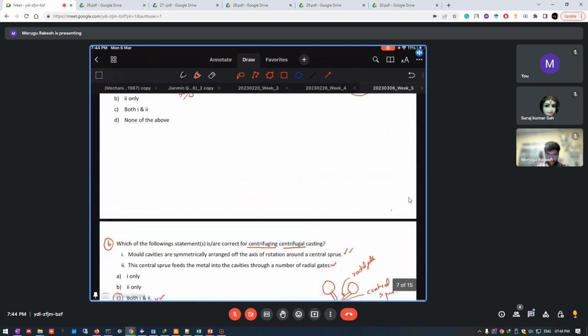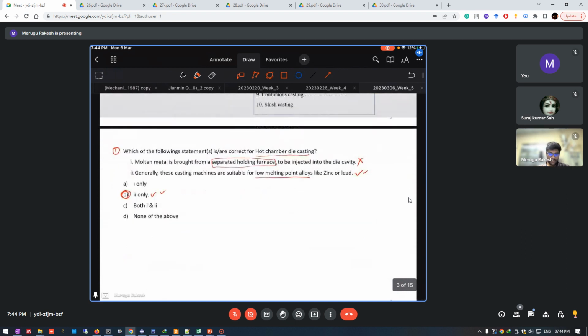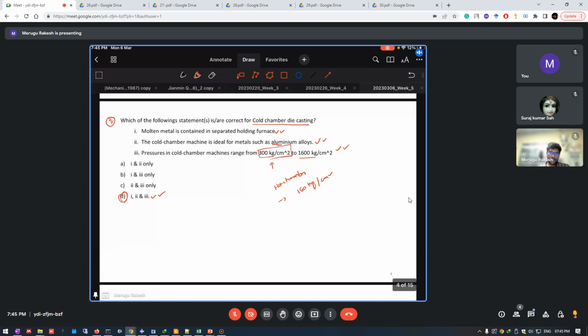I'll just go through the questions in a brief way. The first question is regarding hot chamber die casting, in which the furnace complete setup will be inside the crucible, so there will be no use of a separate holding furnace. The second question is regarding cold chamber die casting. In this, we use a separate holding furnace, and this is for melting small low melting metals such as aluminum, zinc, magnesium. Here we use higher pressure when compared to the hot chamber die casting process.